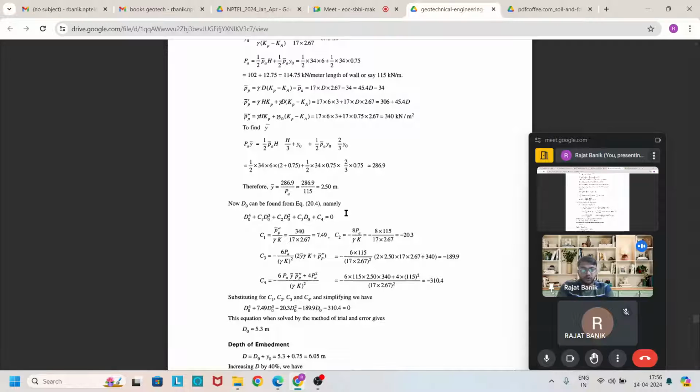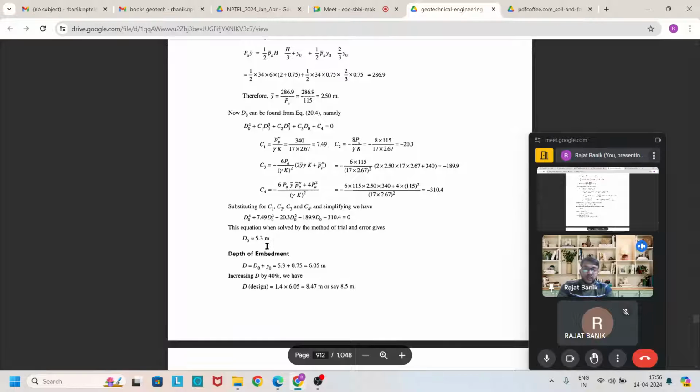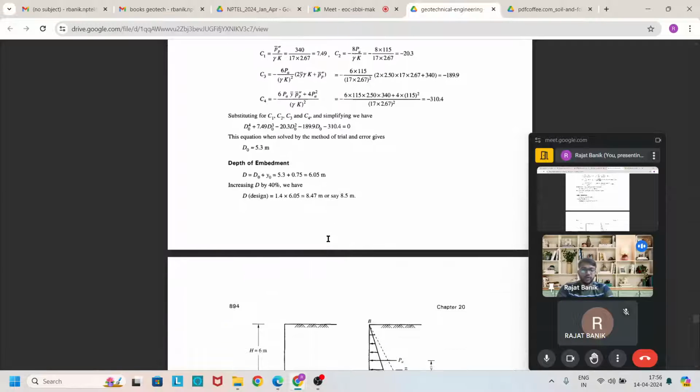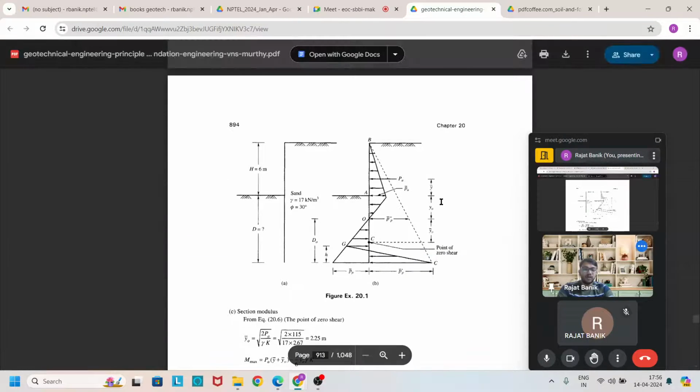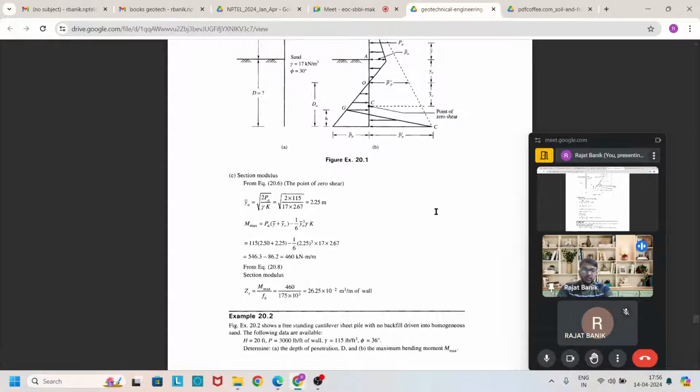So after putting all this, the equation comes in terms of D, and we solve for the value of D. It is a fourth order equation. We use a scientific calculator to solve this fourth order equation. After that, we add D naught with y naught, which gives the total embedment depth. For safety purposes, we increase this D by 40%, that is 1.4 times. So it is 8.5. So in our design case, the embedment depth of the sheet pile is 8.5.